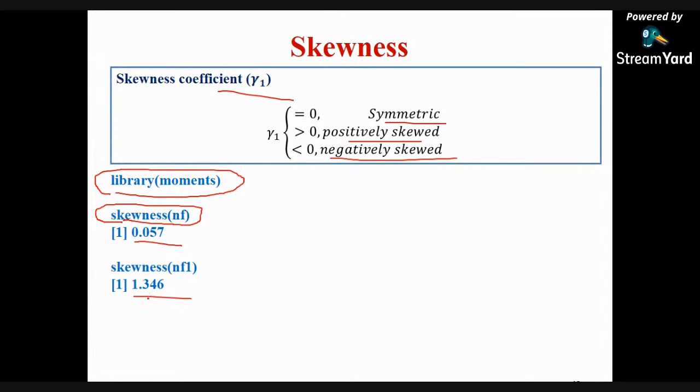But for the second case, the value is 1.1346, which is higher and distinctly away from 0, so we will say it is positively skewed. This is due to the introduction of the outlier values 150 and 170 into the data set.